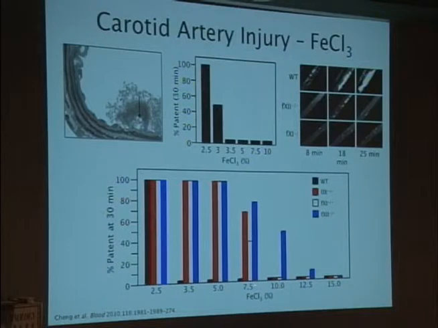You can see once you get up to about 7.5%, the animals are starting to have some occlusions and some are remaining patent. As you go higher, they all occlude, with the exception of some animals with factor 12 deficiency. Initially, we thought this might be a strain background phenomenon and back-crossed mice to try to get rid of whatever effects might be due to different strains.